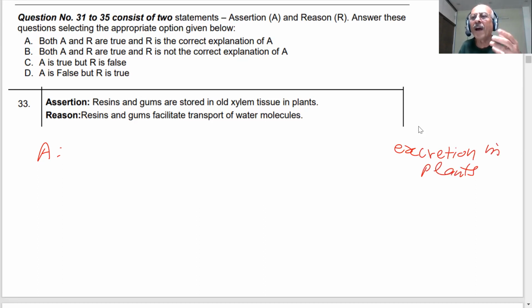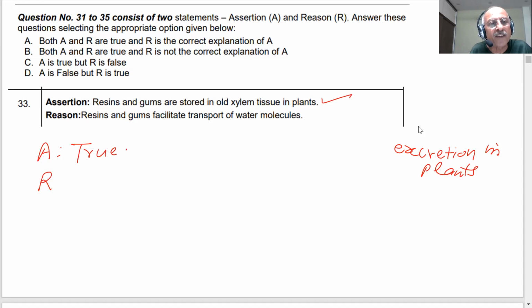In animals, you know how we excrete. But how do plants excrete? They excrete through resins and gums, and they are present in the old xylem tissue in plants. So what do you say, student, in question number 33? This statement is correct. Assertion is true, student.